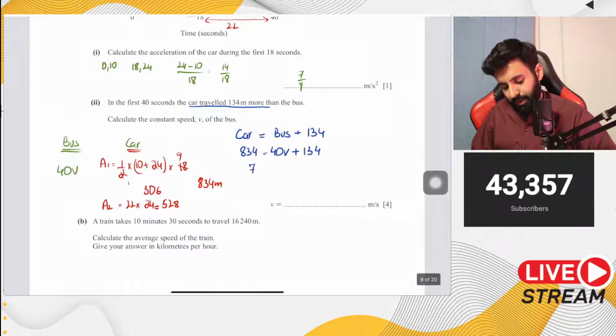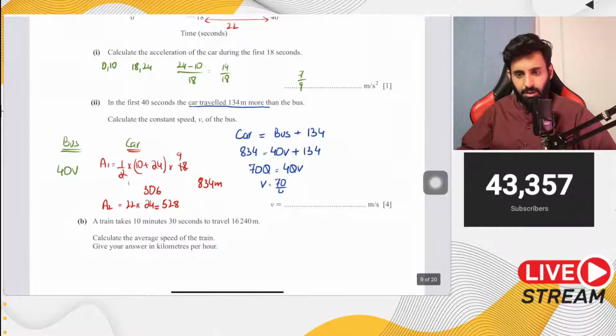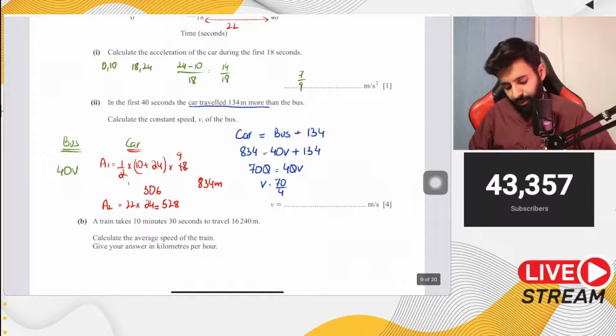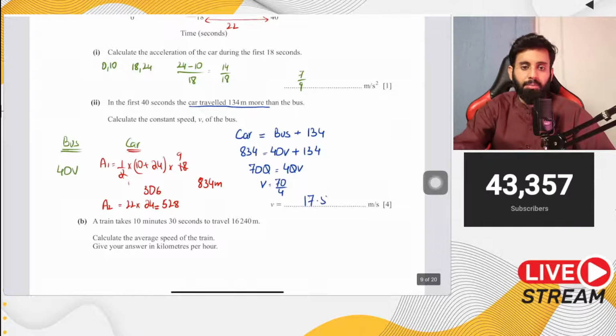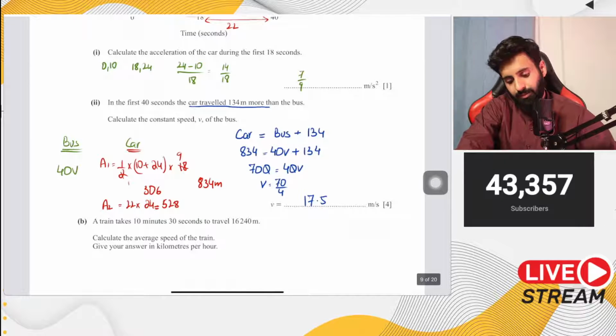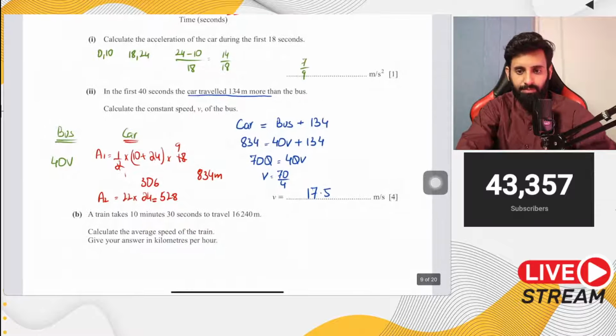So that means 700 equals 40v, so you cross this out. V is equal to 70 upon 4, which is equal to 35 upon 2, which is equal to 17.5. So there you go. V is equal to 17.5 meters per second. Now there you go. That is your final answer.